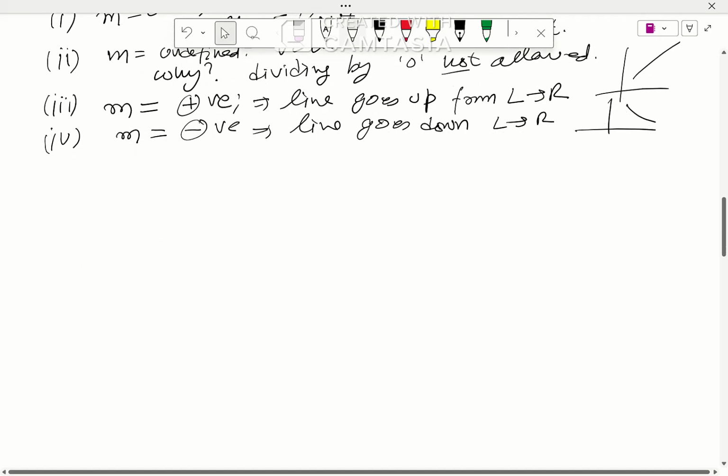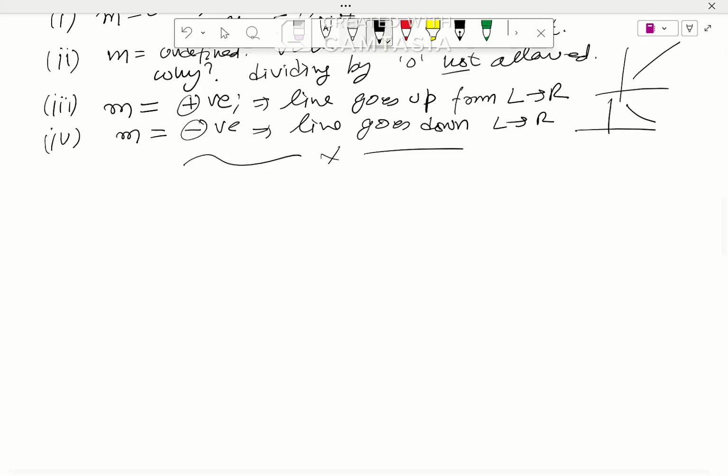Now we come to the common forms of the line. Remember, we are looking at linear equations in two variables. There are three different forms in which we can represent a line. The first one is the slope-intercept form.